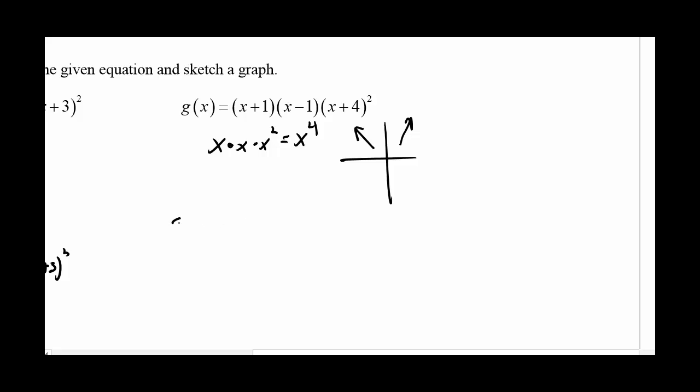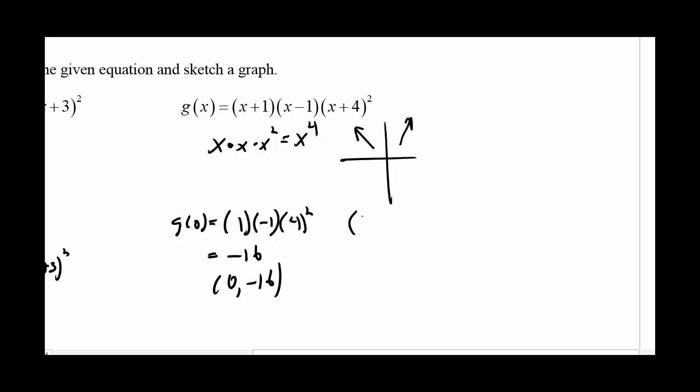The y-intercept, so g of 0, would be 1 times negative 1 times 4 squared. So that would be negative 16. So at 0, negative 16, I have an ordered pair. And then I've got my multiplicities here.